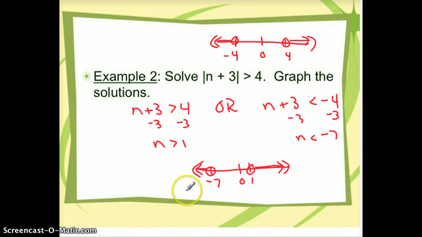I'll check negative 8, it's over here. Let me use a different color, but negative 8 plus 3, that's negative 5. The absolute value of negative 5 is 5. That is greater than 4, so that's good.